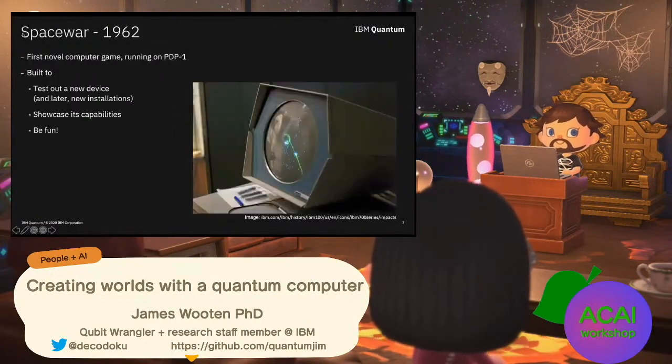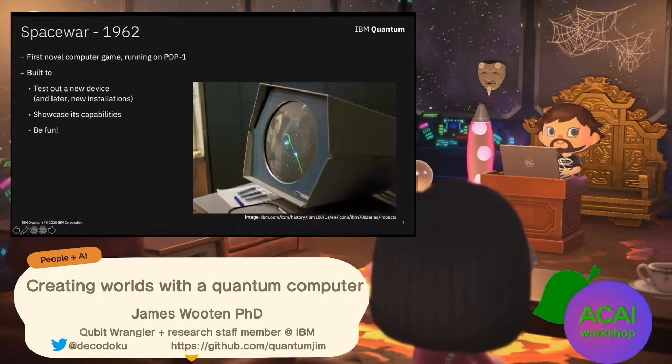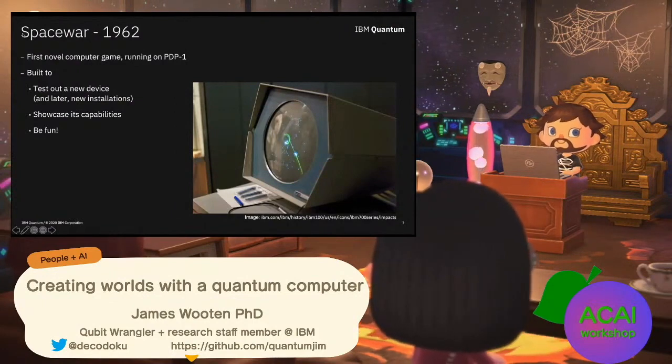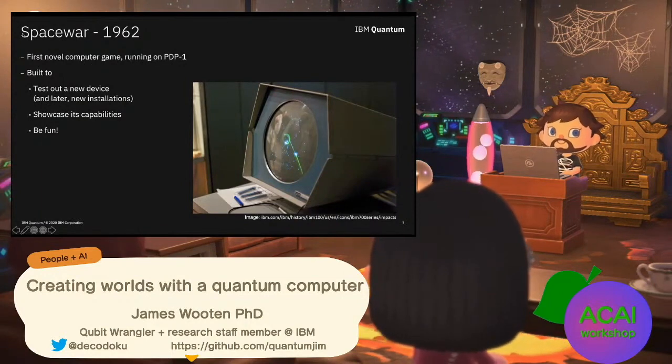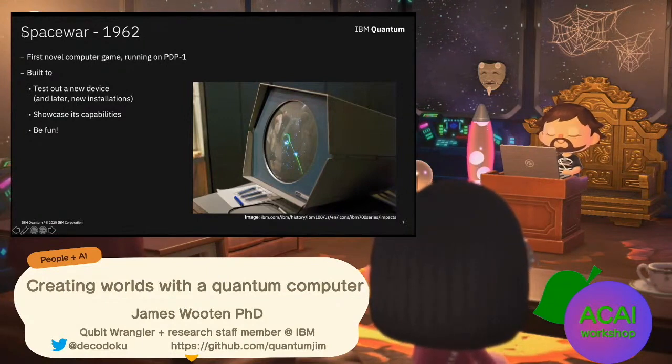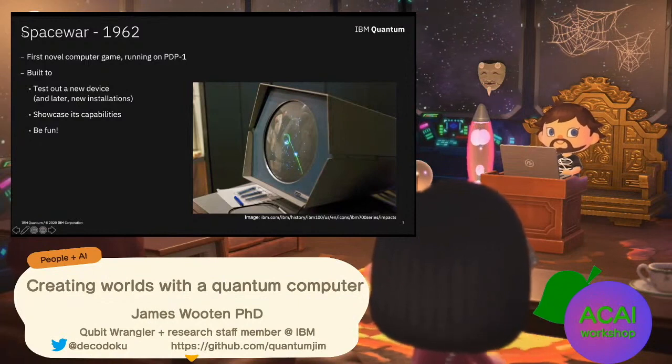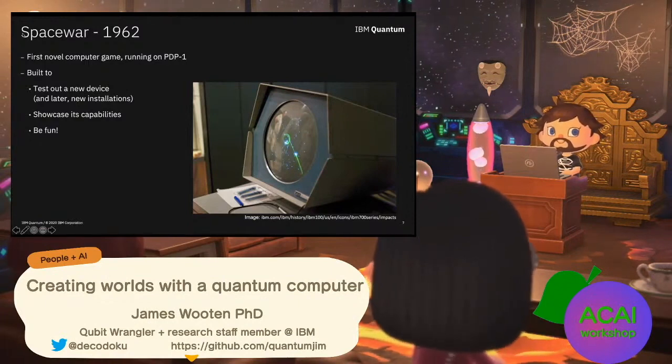Then in 1962, there came a game on the PDP-1. So MIT received a PDP-1, and there was a team of people who had access to it. They wanted to teach themselves how to use it. They wanted to try and work out what its capabilities were. They wanted to push it to its limit. And they also wanted to create something that was fun. So this was educational and it was a showcase, but it was also made to be fun.